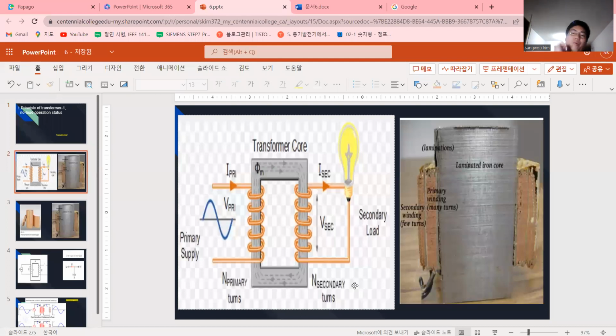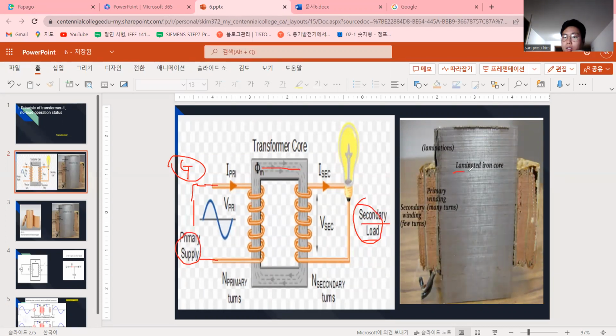So first of all, a transformer looks like this. This is the primary, and this is the secondary. We generally cannot see the generator, so we think of the primary part as the generator, and the secondary as our load. We just think like that. It's fine, right? And then this is steel.